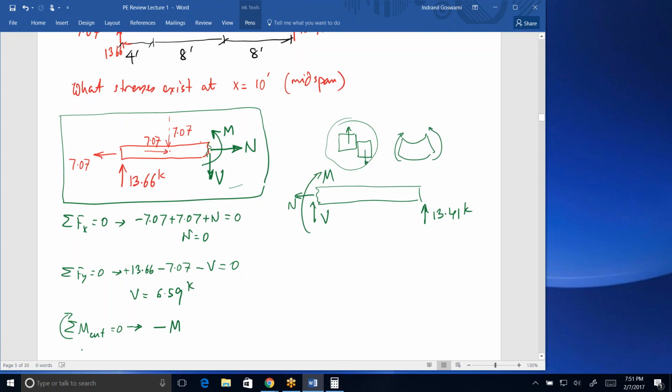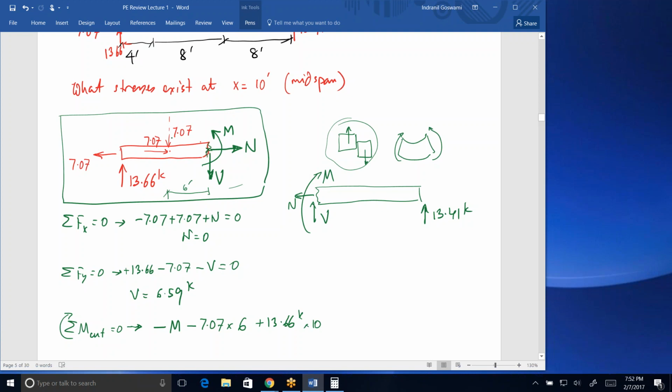The advantage of taking moments about the cut is I don't have to deal with N and V, and I can say 7.07 times, that was at a distance of 6 feet from where I am at the cut, 6 feet from here to that location of that force, and then the 13.66 times 10 feet, and that one's positive, right? So as far as this moment equation is concerned, taking moments about the center of that cut, the 7.07 and 7.07, these two are collinear with that, so they don't matter.